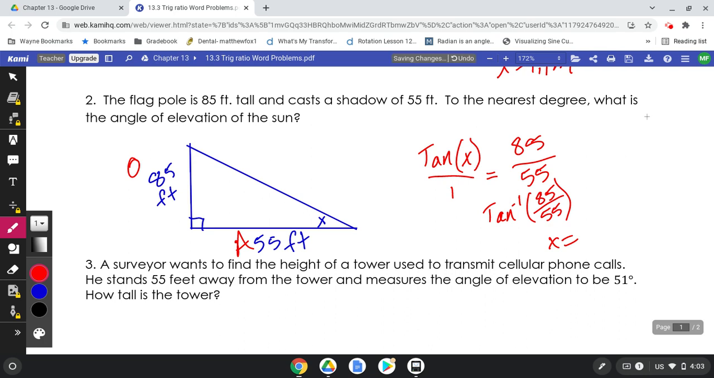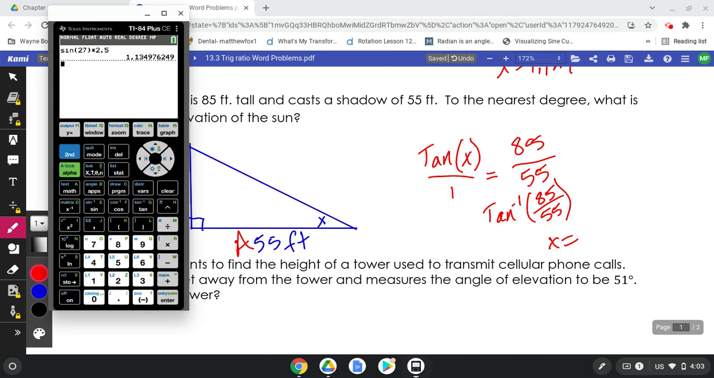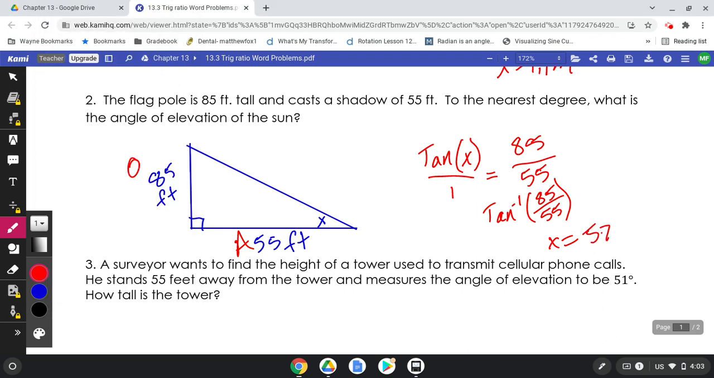Now it says to the nearest degree. So we'll do second tan of 85 divided by 55. Close it, hit enter, and we will get 57 degrees as our answer.